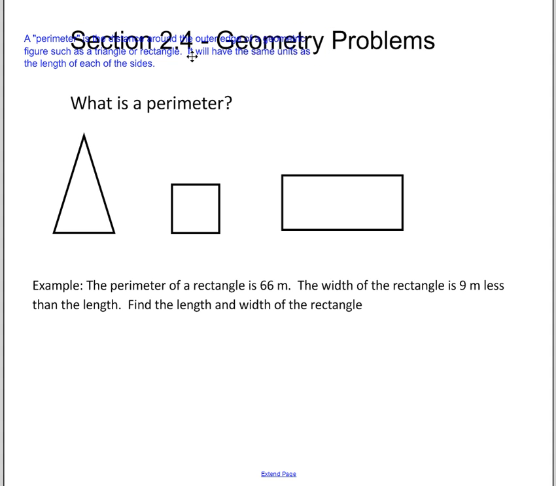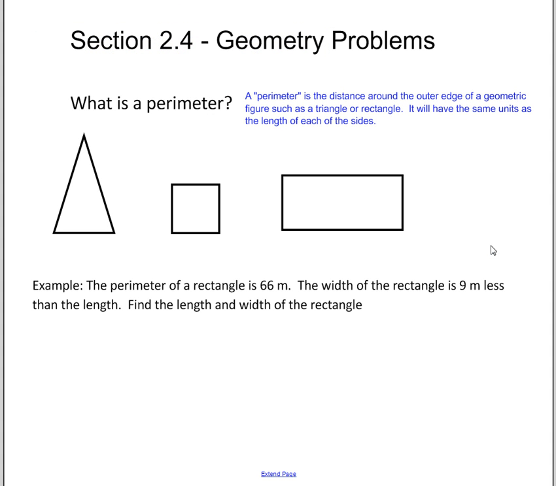In this case, we will say a perimeter is defined as the distance around the outer edge of a geometric figure, such as a triangle or rectangle. We could even in some ways consider the distance around the outer edge of a circle a perimeter, although we often call that one a circumference. The units that we use for the perimeter will be exactly the same as the length of each of the sides. So how do we get this?